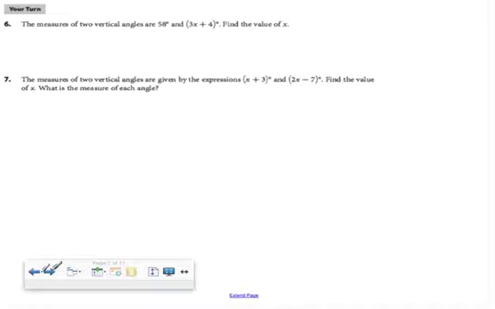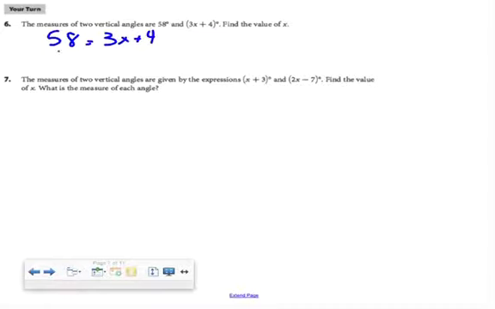Now we're bringing a little bit of algebra into the mix. In this problem 6, the measures of two vertical angles are given to us as 58 and 3x plus 34. We know that vertical angles are congruent, and congruent means that they are equal in measure. So you would set up the equation, 58 equals 3x plus 4. And then you just solve for x.